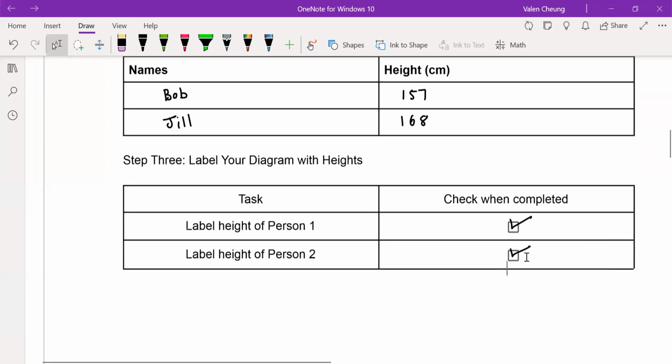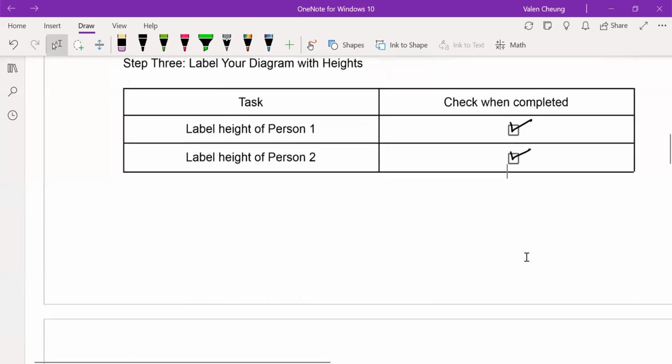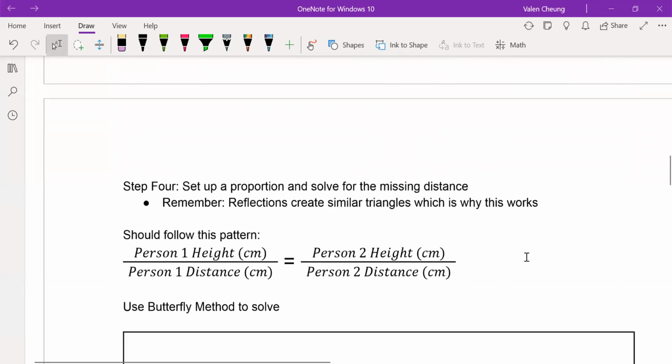Pause the video and make sure you labeled your diagrams. Step 4. Set up a proportion and solve for the missing distance. Now remember, reflections create similar triangles, which is why this works.